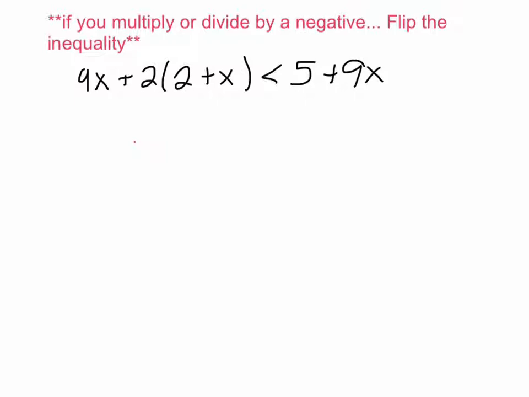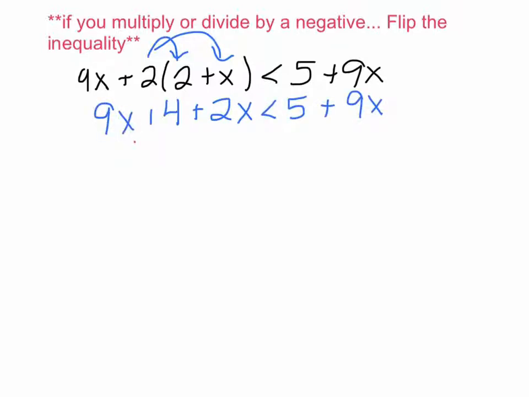One last example, we're going to make this one a little bit more intense. So I have a distributive property, so the first thing I'm going to do is distribute. 2 times 2 is 4, plus 2x, less than 5, plus 9x, and I don't forget to bring down this 9x right here. On the left-hand side, I'm going to go ahead and draw my line. I have like terms, so let's make those: 9 plus 2 is 11x.